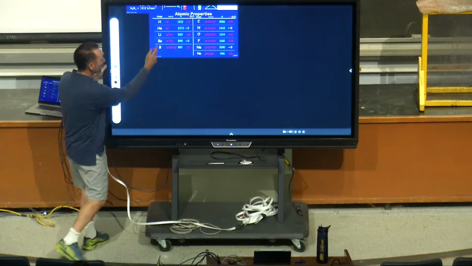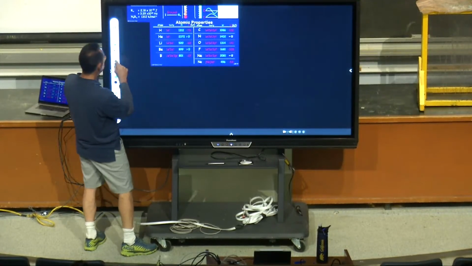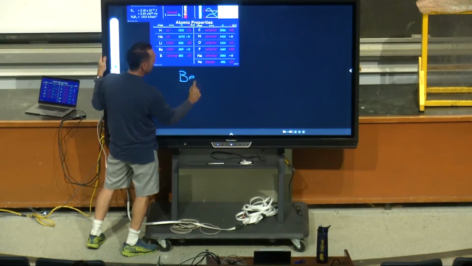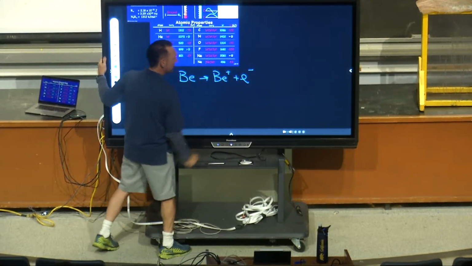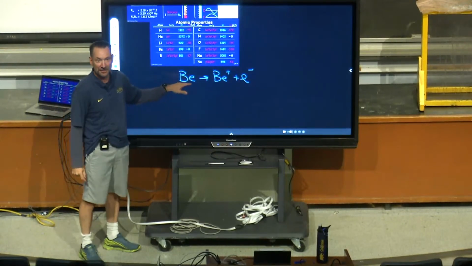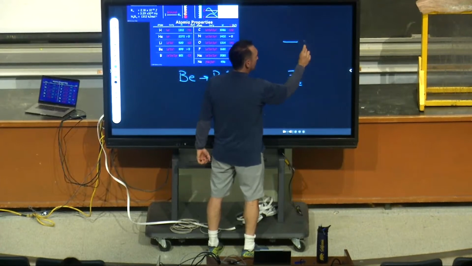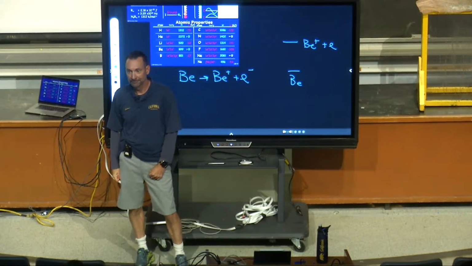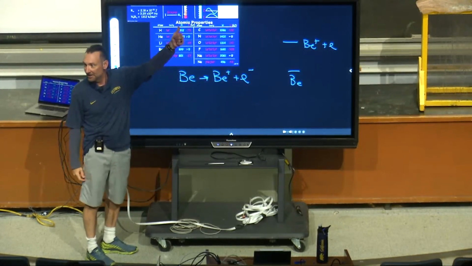So there's our atomic properties. We're looking at beryllium here, and we're saying its ionization energy is here. So to do the reaction, beryllium goes to beryllium plus and an electron. That requires energy. So here's beryllium. Beryllium plus an electron is up here. Well, let's add an electron. We took one off and it cost me energy.